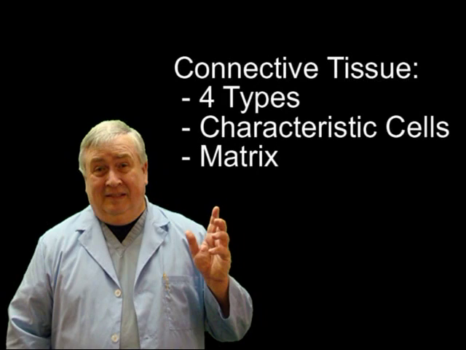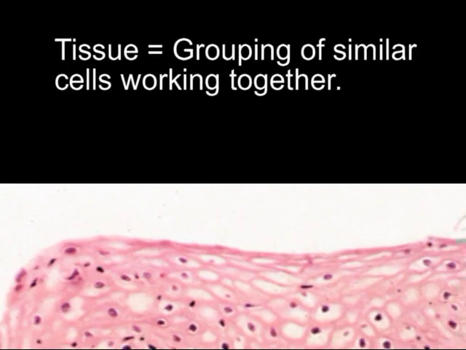After completing this lesson, you should be able to name the 4 major types of connective tissue, name the characteristic cells of fibrous, cartilage, and bone connective tissue, and you should be able to describe the matrix of fibrous, cartilage, and fat connective tissue. A tissue is a grouping of similar cells working together.